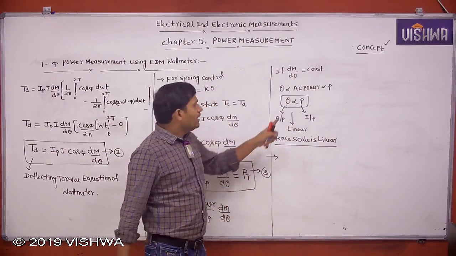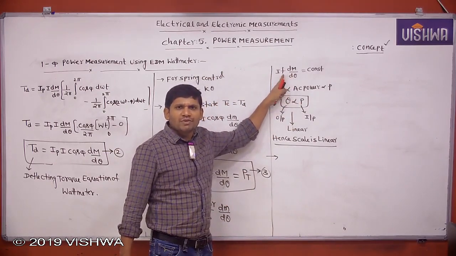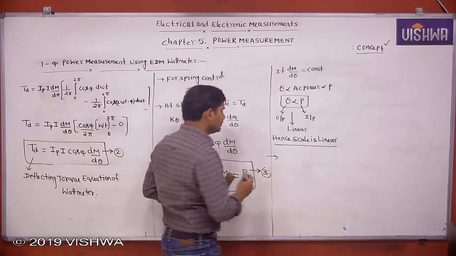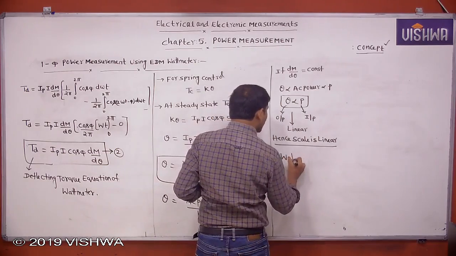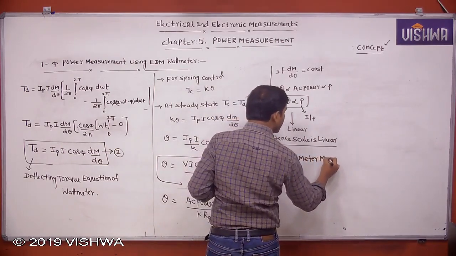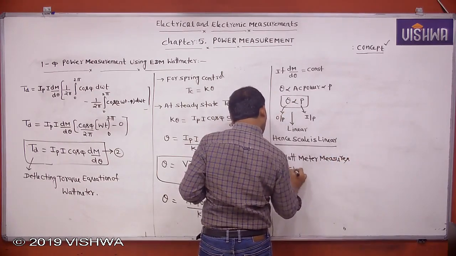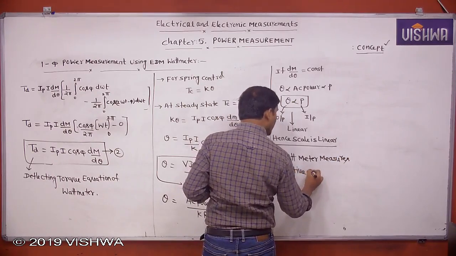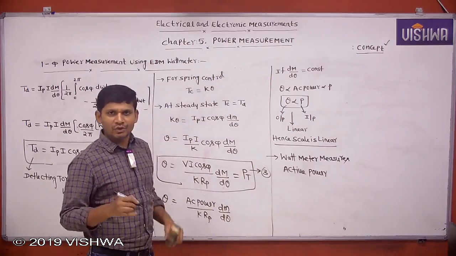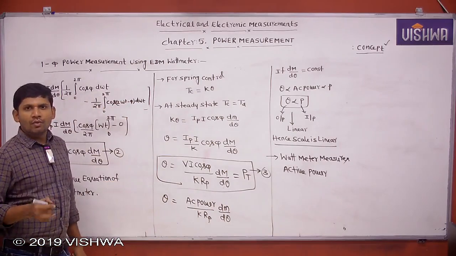Here theta is proportional to P, means P is which power here? Active power. That's why wattmeter is measuring which power? Active power. Wattmeter measures active power. I am talking about single wattmeter, single phase. That VI cos phi expression is active power. It's not reactive power. Okay, this is about how to measure the power by using the wattmeter.